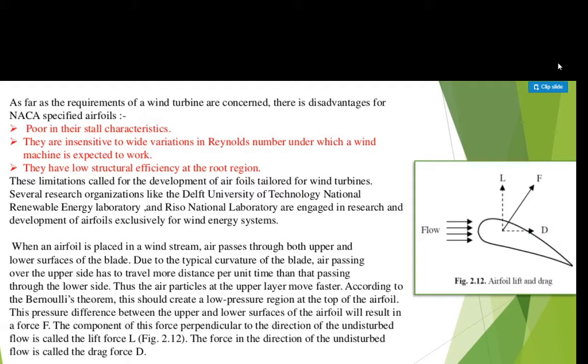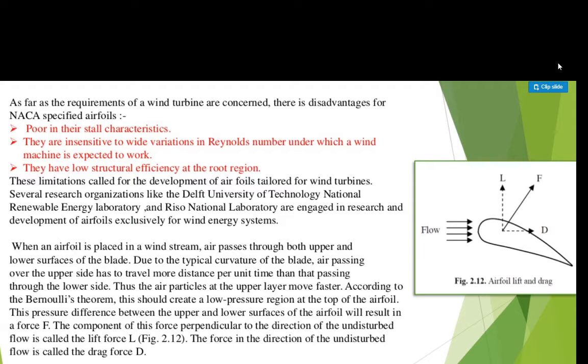Now, when an airfoil is placed in a wind stream, air passes over both the upper and lower surfaces of the blade. Due to the typical curvature of the blade, air passing over the upper side has to travel a greater distance per unit time than air passing along the lower side. Thus, the air particles at the upper layer move faster, according to Bernoulli's theorem. This creates a low pressure region at the top of the airfoil.